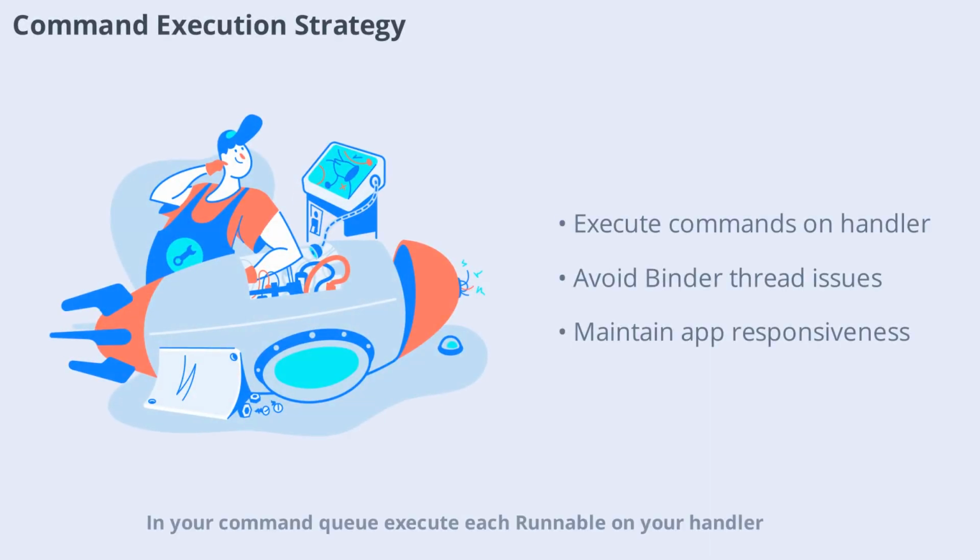In your command queue, execute each runnable on your handler. This ensures that BLE operations are never performed on binder threads, avoiding potential threading issues. By consistently using your handler for command execution, you maintain control over threading and keep your app running smoothly. This practice is recommended for all BLE applications on Android.